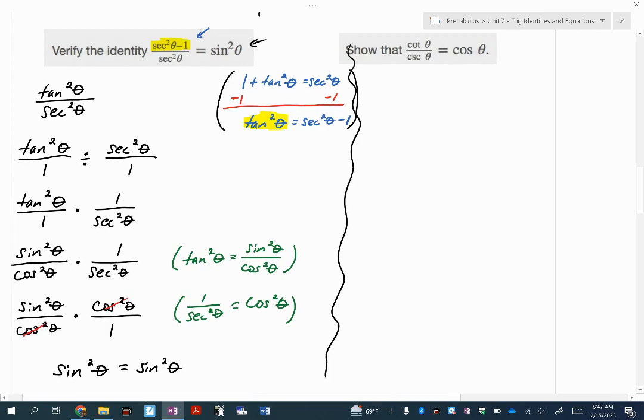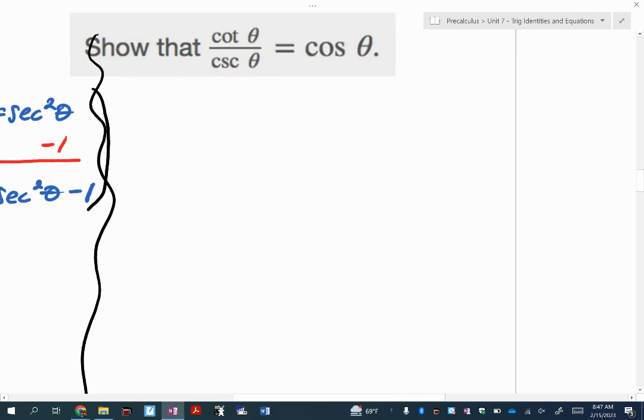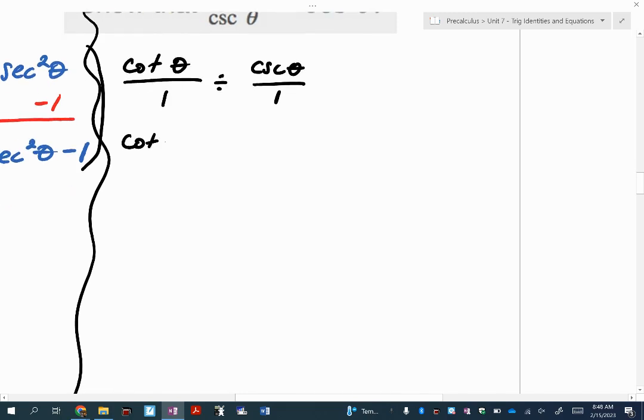Okay? All right, let's try this next one here. It says show that cotangent of theta divided by cosecant theta is equal to cosine theta. Lots of C's here. All right. I'm going to choose the left side to manipulate to look like the right because it's got two trig functions being divided. And I'm going to split those up. So cotangent of theta over 1 divided by cosecant of theta over 1. All right. Remember, go back to middle school, multiply by the reciprocal.